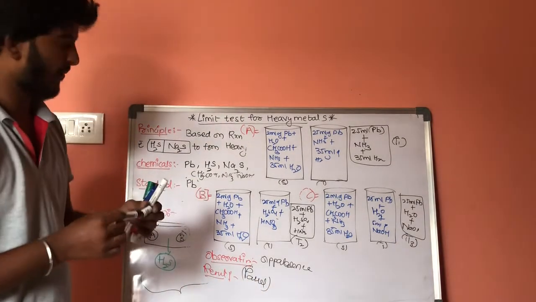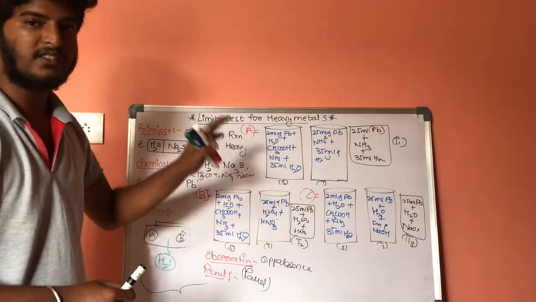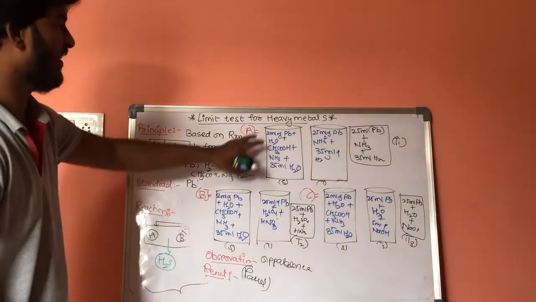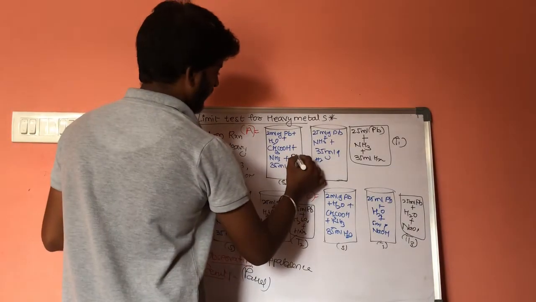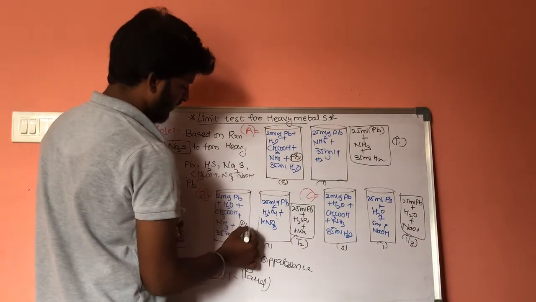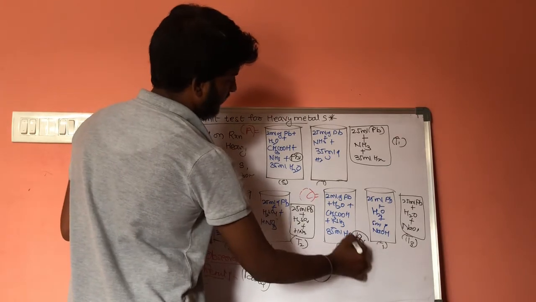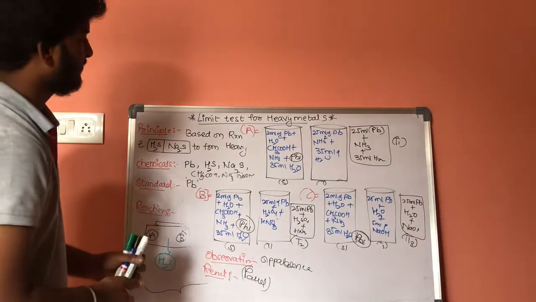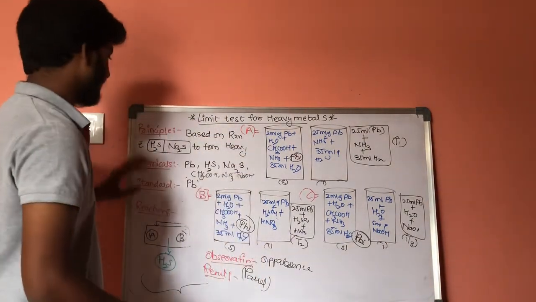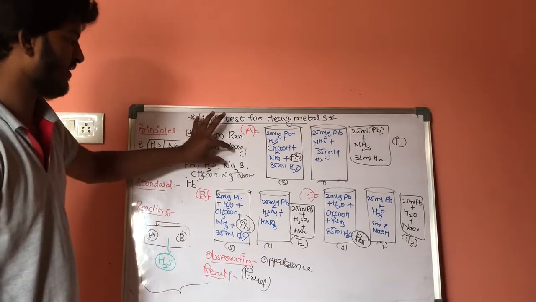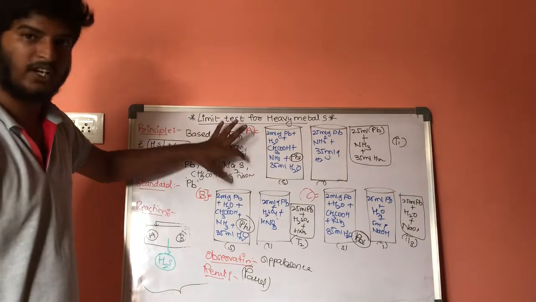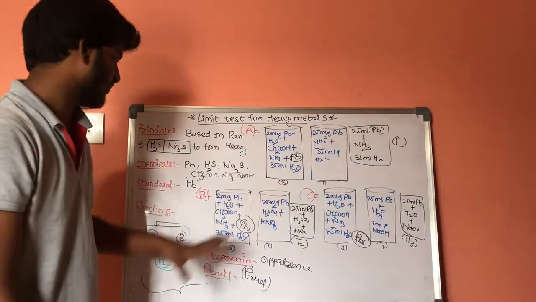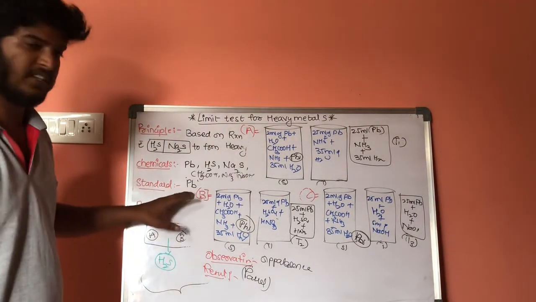In this way, the limit test of heavy metals can be done based on the reaction of heavy metals with hydrogen sulfide or sodium sulfide to form heavy metal sulfides. Here it forms lead sulfide, and here also it forms lead sulfide, and here also. So this is the limit test for heavy metals. The chemicals required are lead, sulfuric acid, hydrogen sulfide, sodium sulfide, acetic acid, ammonia, sodium hydroxide, and H2SO4. And the standard solution which is used is lead solution.